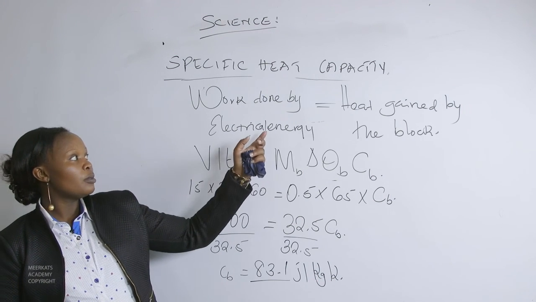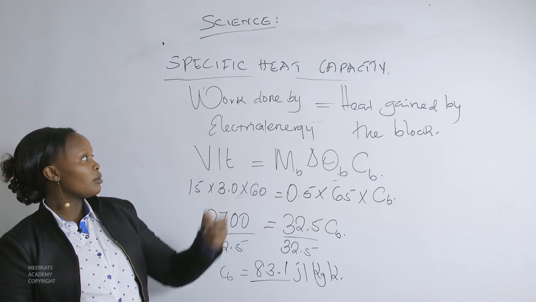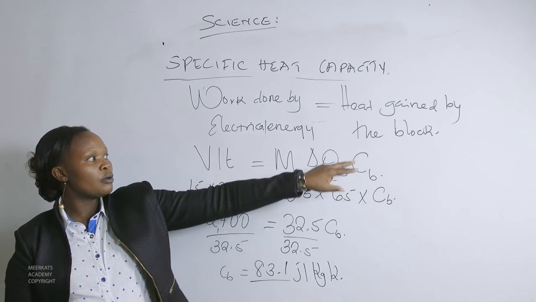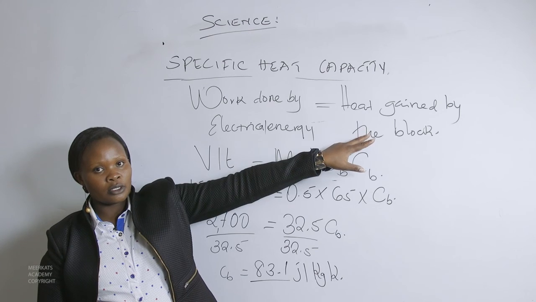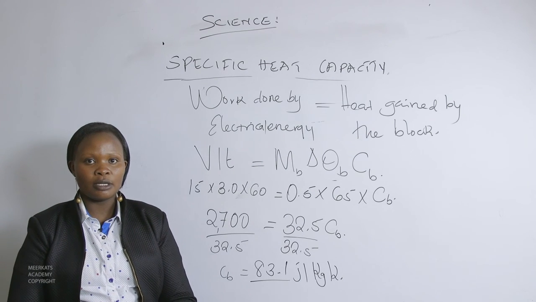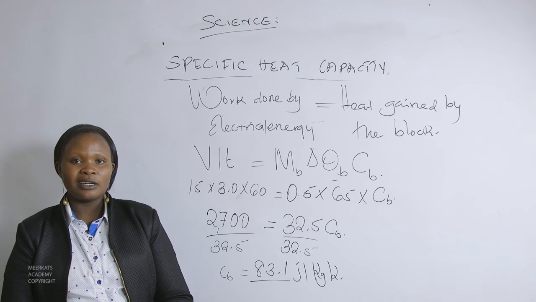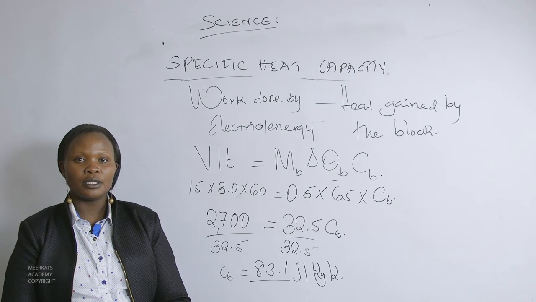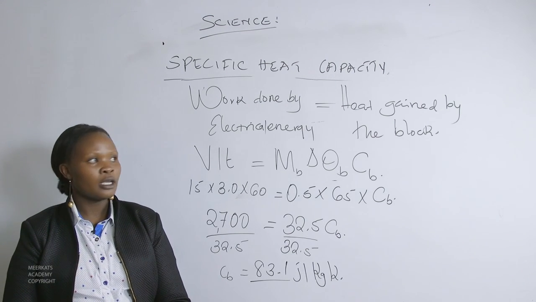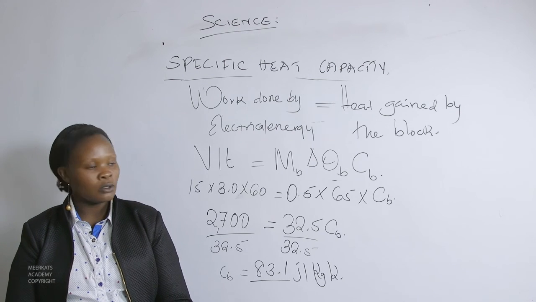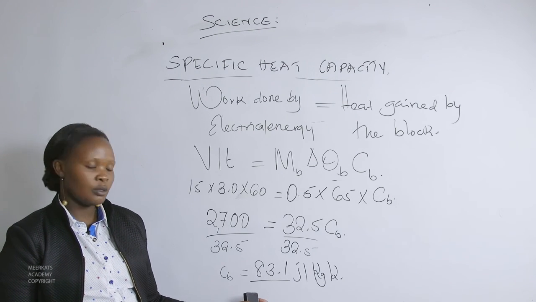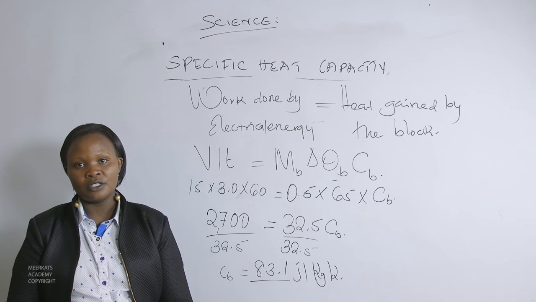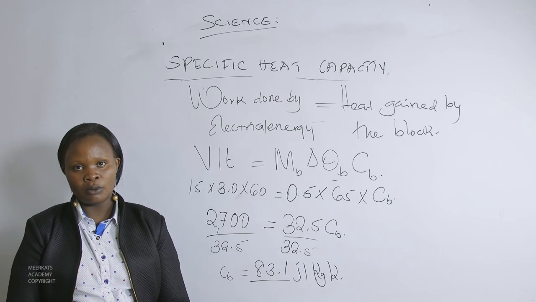So you remember that the work that has been done by electrical energy is what we actually take to be equal to the heat gained by the block. Now, the losses to the environment here are assumed to be negligible, and that way we can equate the two, and the figure we get is relative depending on how efficient our apparatus were.